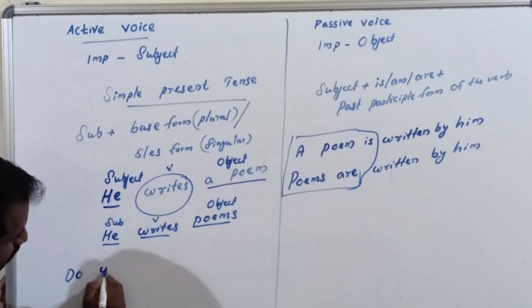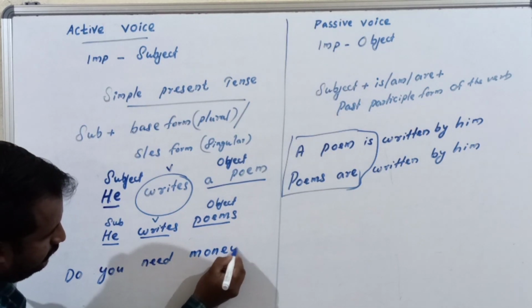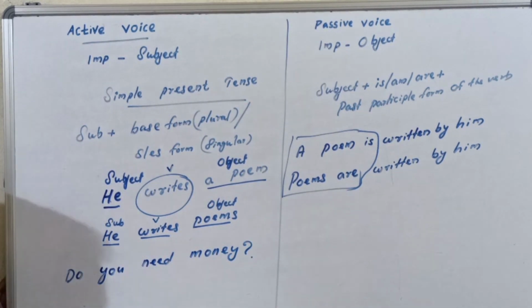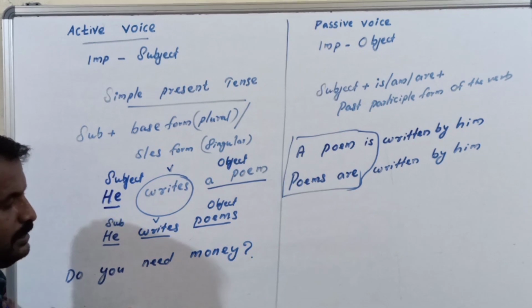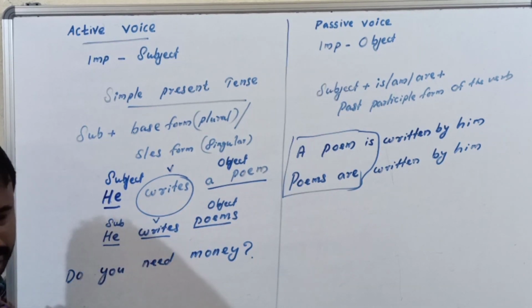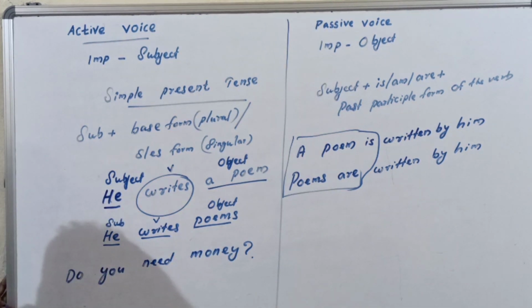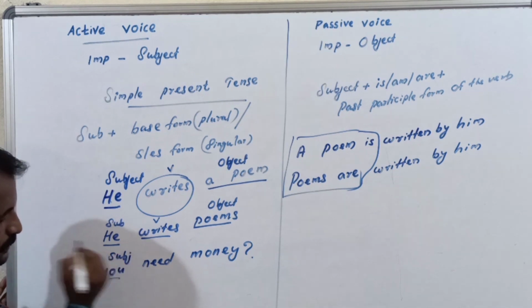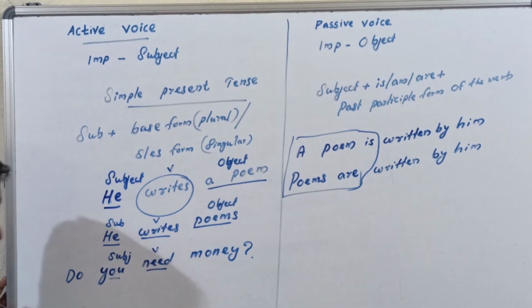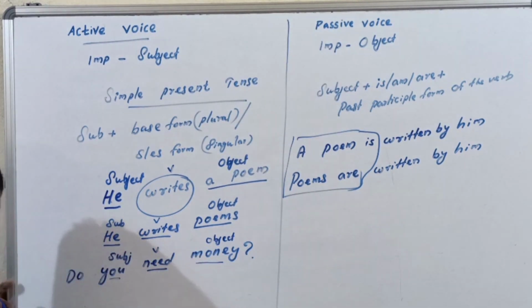Do you need money? Here we can see the question is interrogative. We are changing active to passive. This does not mean that we are changing the sentence. The sentence meaning is the same, and in another form we are writing the passive voice. That means we are giving importance to the object. So we need the object. Here, who is doing the action? The doer, the subject. Need is the main verb, and money is the object. So we have to give importance to the object, money.